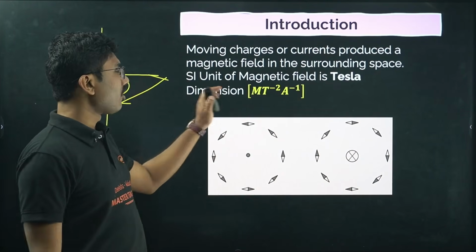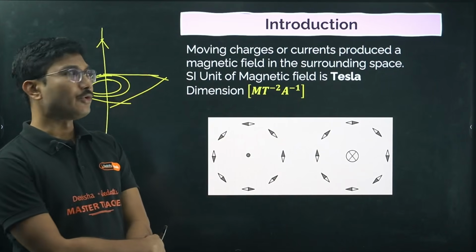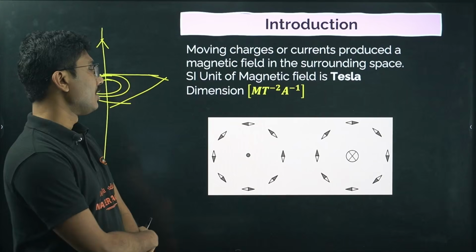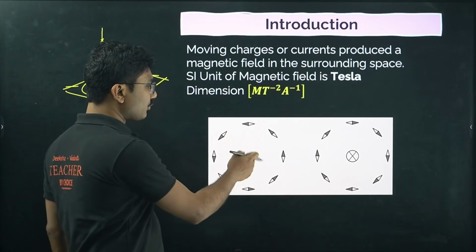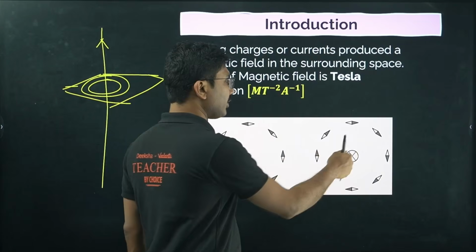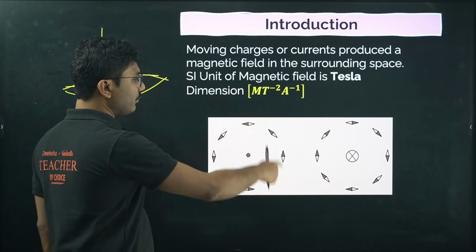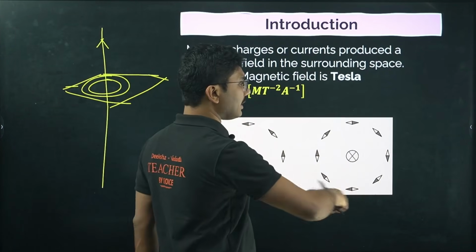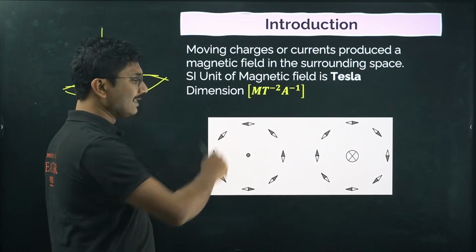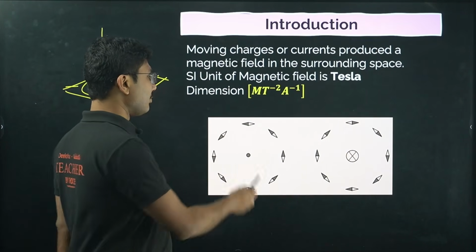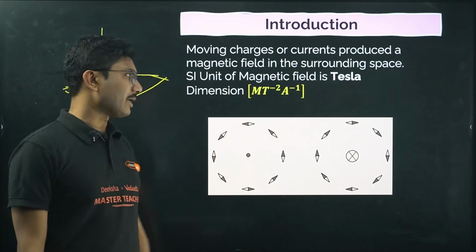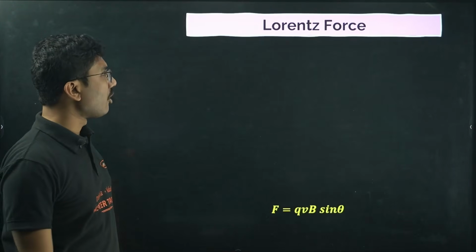The dimension of it is M to the power -2 A to the power -1. Okay, there is no L involved. Here we have shown some current, this current is coming out of the page, this current is going into the page, and the magnetic fields due to this one and this one are in the reverse order. This is a magnetic needle. If you place a magnetic needle around a current carrying wire and if you rotate it, you will eventually find a circular pattern. Now let's move on to Lorentz force.